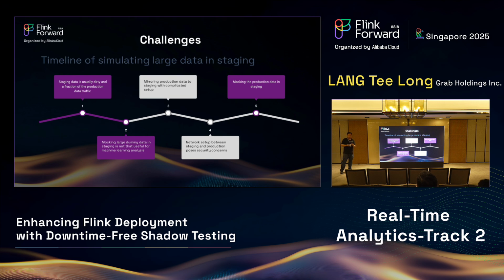Previously I talked about how it's very difficult to simulate large production data in staging. So this is the timeline of how we tried to solve this challenge when implementing shadow testing for our Flink applications. Normally staging data is mostly our testing data. It's not really an actual mimic of production data. When a platform user deploys the application in staging, it may work, but in production it may break, because sometimes staging data cannot cover all the edge cases in production.